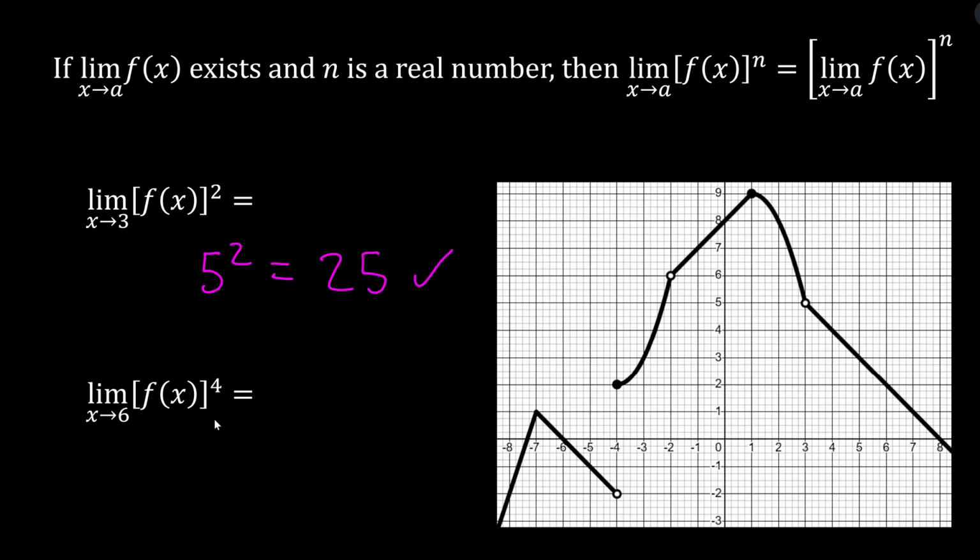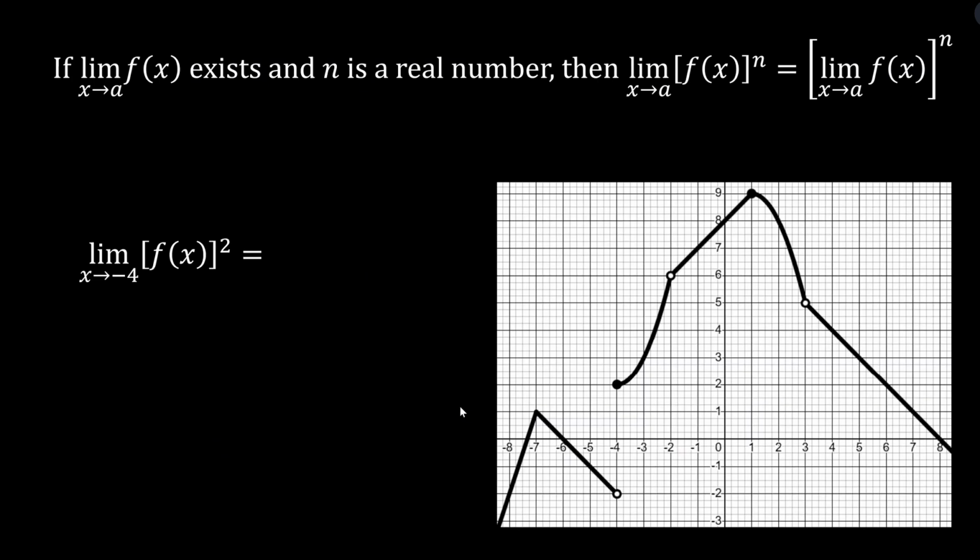Good to go. All right, this next one, the limit as x approaches 6. Does that exist? Yes, the function's continuous there. From the left, it's 2. From the right, it's 2. f of 6 is also 2. So yes, we're good to go. This is the same as the limit of f of x raised to the 4th power, which is 2 to the 4th power, which is 2, 4, 8, 16. Awesome. Hopefully that's what you got. You checked your work, and it's good to go.